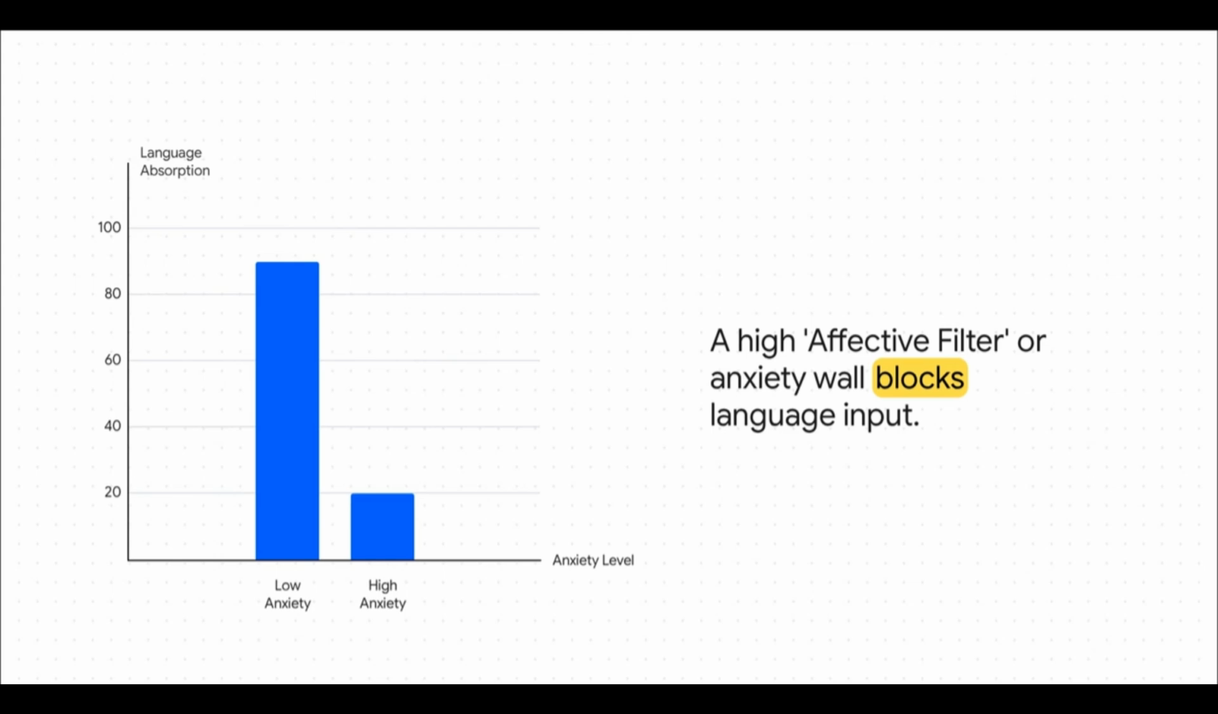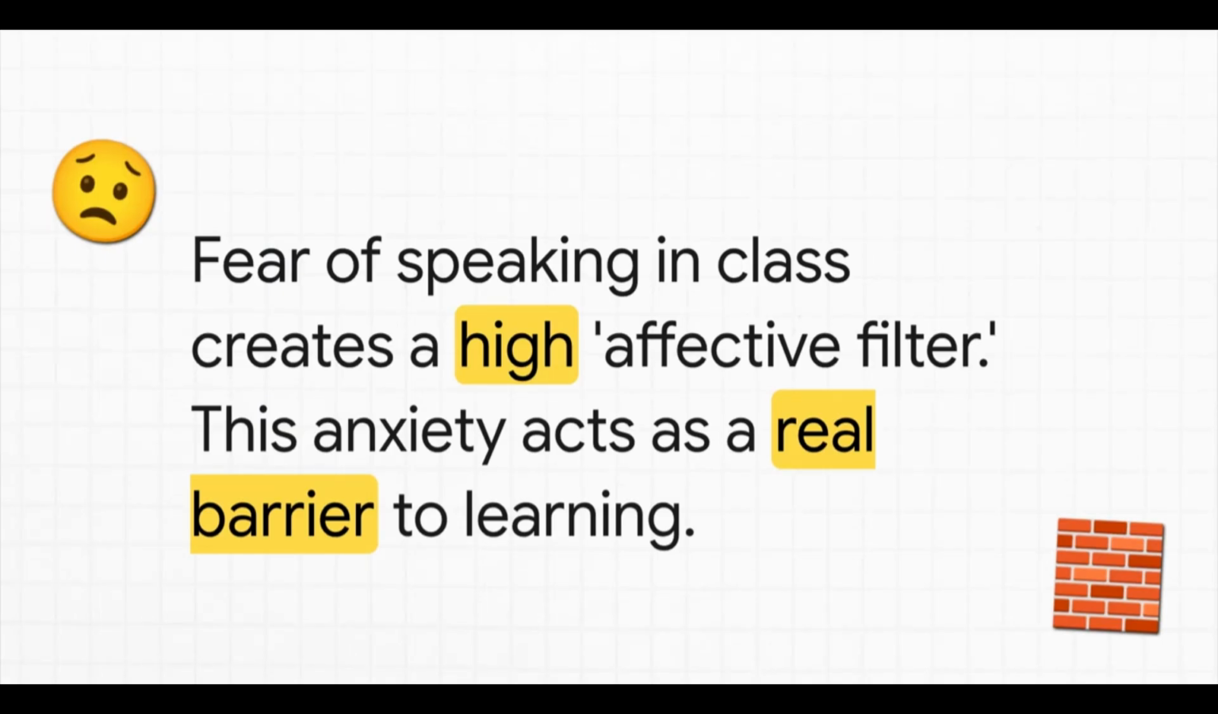But the moment you get stressed or anxious, that wall goes up. And it doesn't matter how perfect the language input is, very little of it is actually going to get through that wall. You know that feeling when a teacher calls on you in class and your mind just goes completely blank? That's the wall. That is the affective filter in action. The stress and the fear of making a mistake literally create a mental block that stops language from getting in.